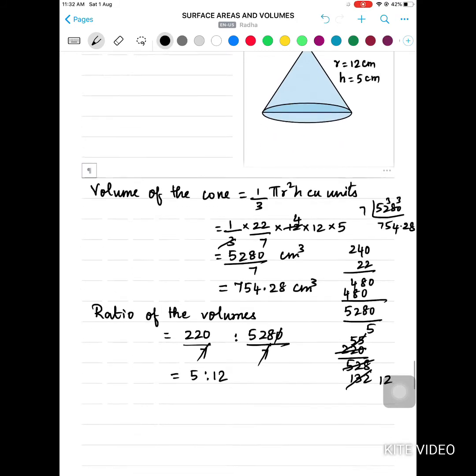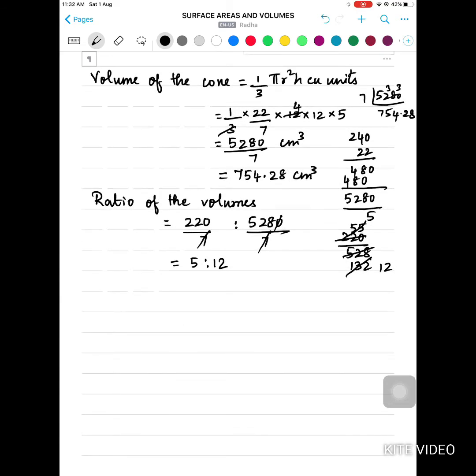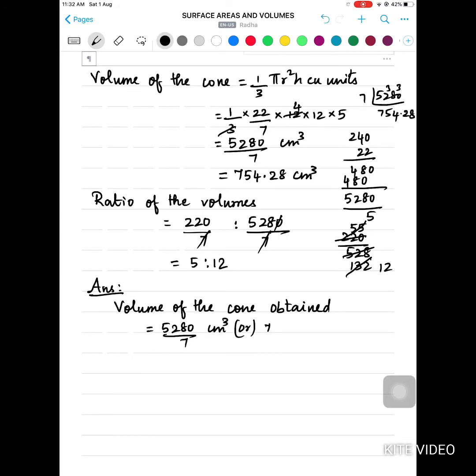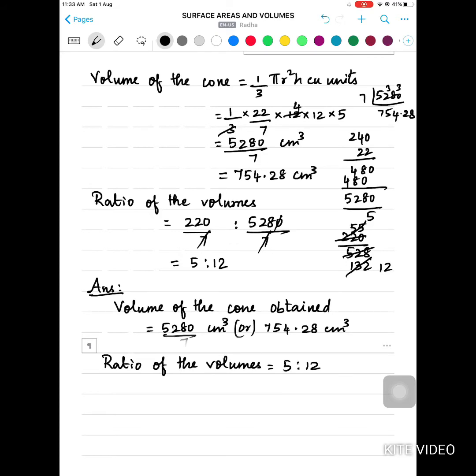So what is it that they asked? Volume of the cone obtained and the ratio of the volumes. So the answer is, volume of the cone obtained. You can write it as 5280 by 7 centimeter cube, or you can even write it in decimal number as 754.28 centimeter cube. And what is the next one they are asking? Ratio of the volumes in question number 7 and 8. So ratio of the volumes is equal to 5 is to 12. Is it clear, children?